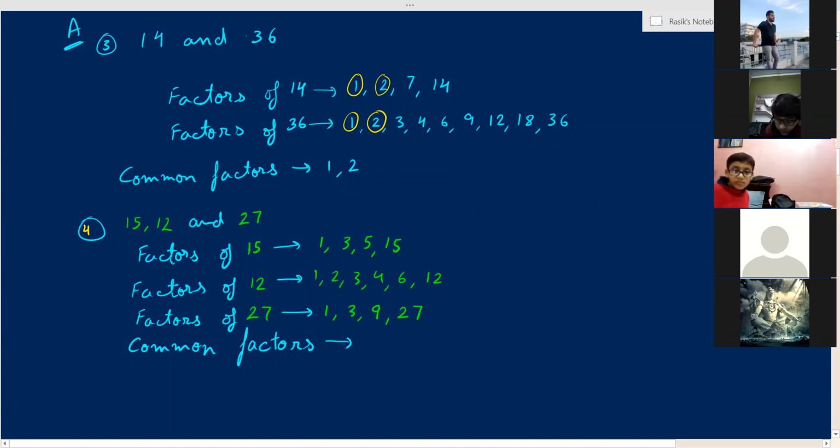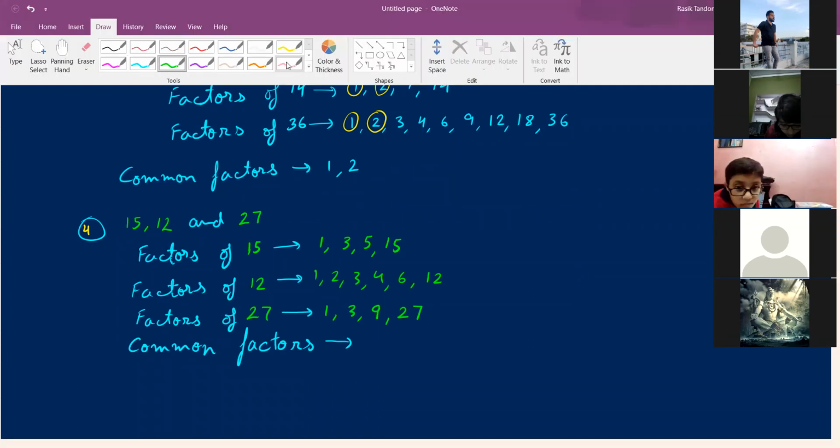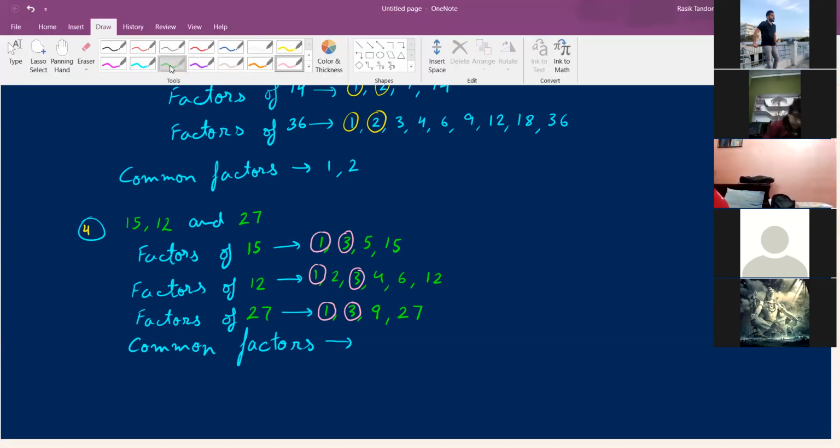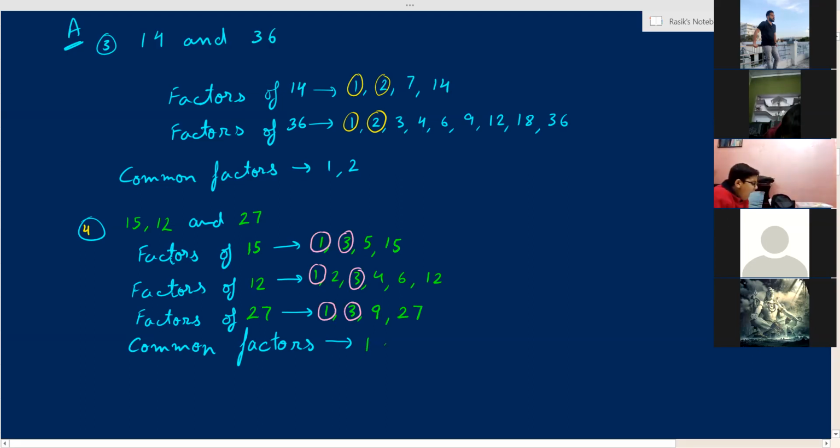Common factors. Let's find out the common factors. 1 is a common factor. We have to find the numbers that come in all three. Sir, 1 is common. 3 is common. Any other common factor? No, sir. So 1 and 3 are the common factors. Your answer will be: common factors are 1 and 3.